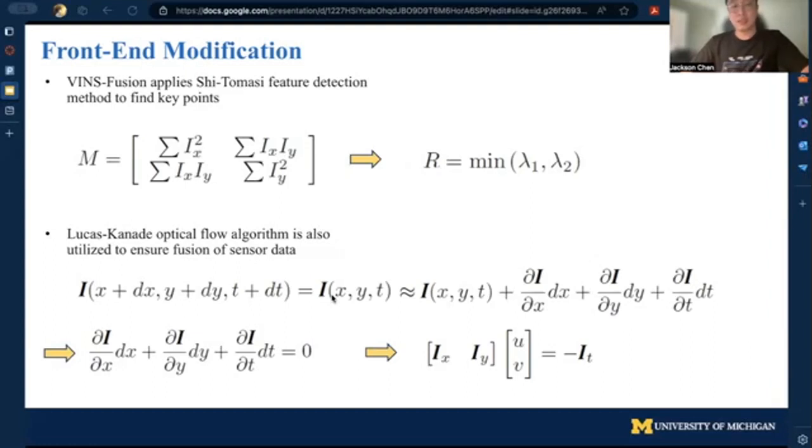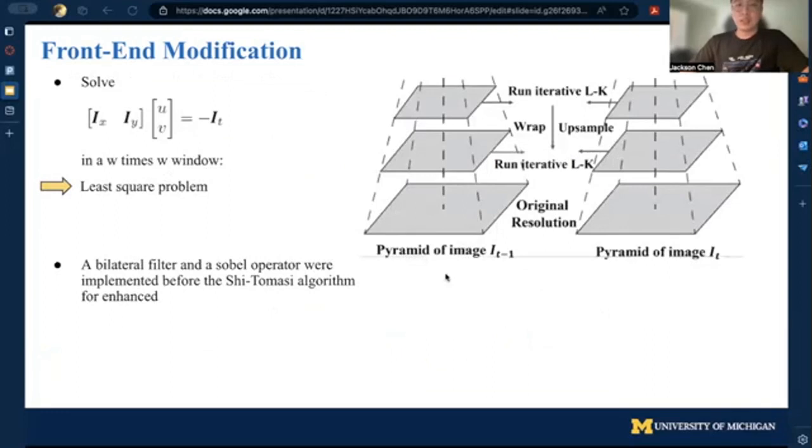After this step, VINS uses Lucas-Kanade optical flow to match feature points between different frames. It basically uses the rate of change of the intensity of a certain pixel within a window to calculate its velocity. Given a W times W size window, we have a total of W squared equations to solve, leading this problem to a least squares optimization.